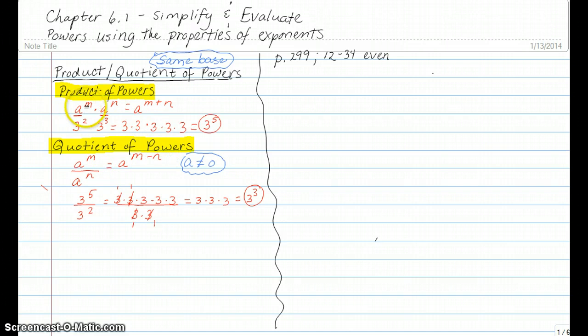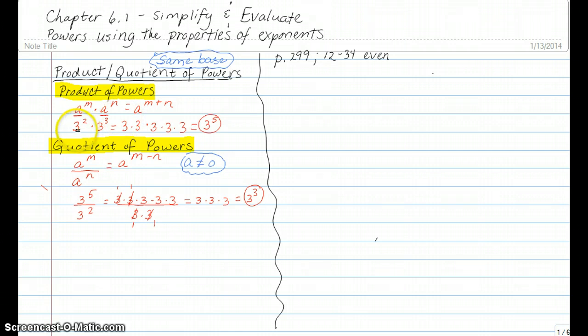So if you have a to the m times a to the n, you can see that the bases a are the same. You're going to get a to the m plus n, so you'll add the exponents. Now I'm not so worried about you memorizing that, but that you understand it.